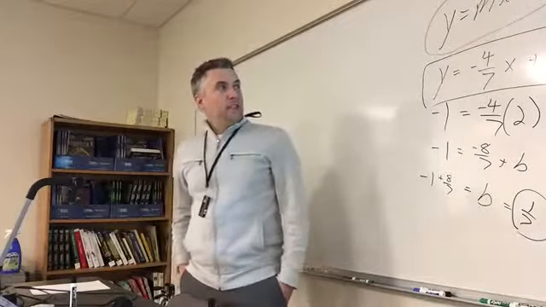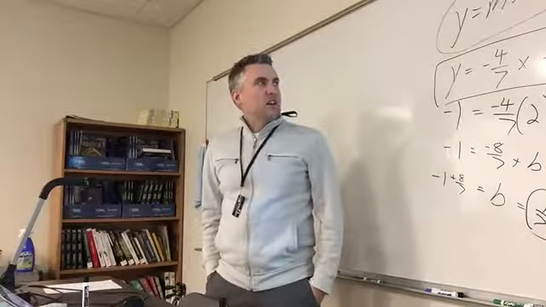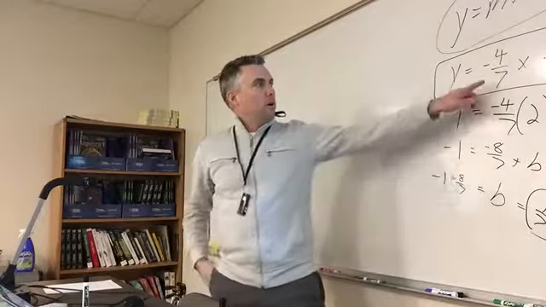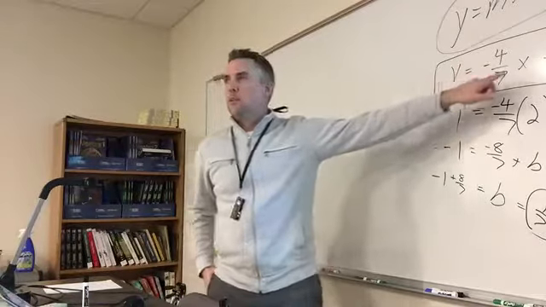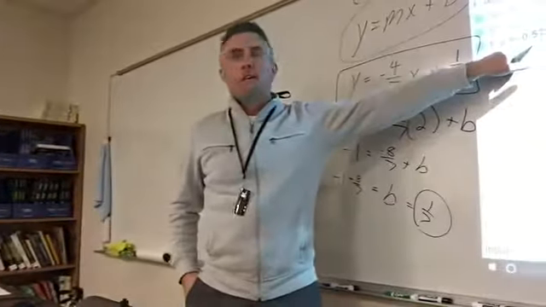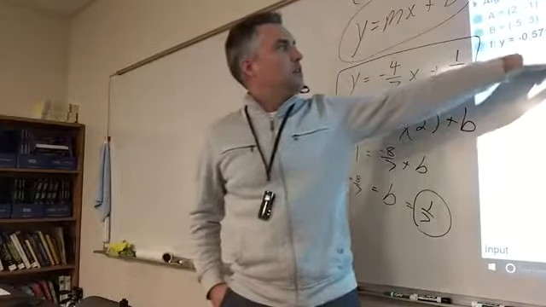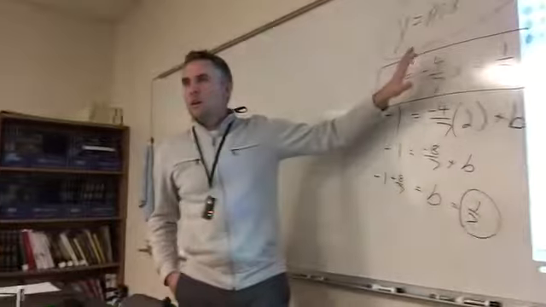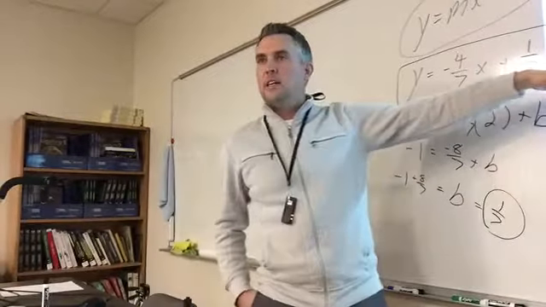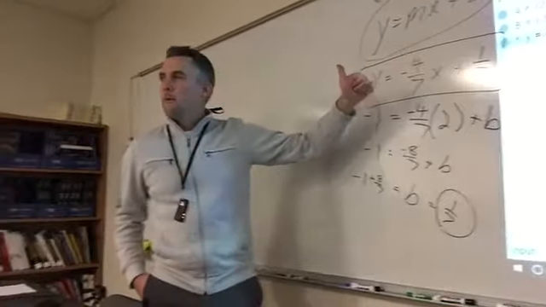y equals -0.57x plus 0.14. Well, if you take your calculator and you do 4/7 as a decimal, you'll find out that it equals that. And if you do 1/7 as a decimal, you'll find out it equals that. So I got the exact same thing on computer as I did on paper.